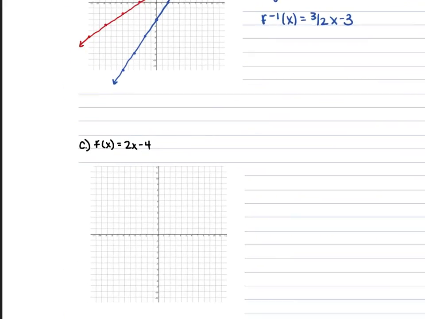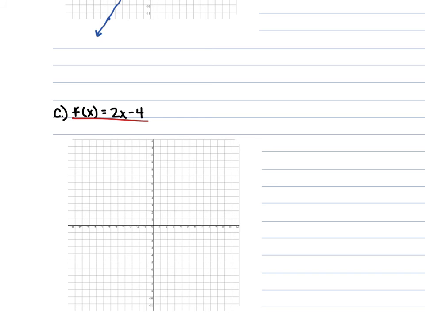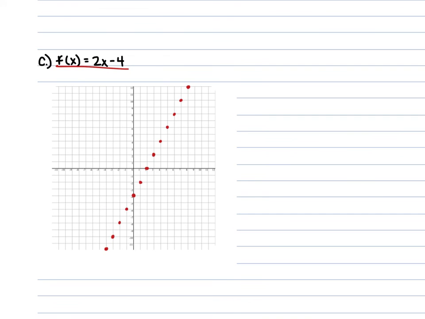For our last example, we have f of x is equal to 2x minus 4. So I'm going to plot that negative 4 on the y-axis, and I'm going to go up 2 and to the right 1, and keep this going the entire length of that coordinate plane. I'm also going to go down 2 and to the left 1. I draw that line through those points.